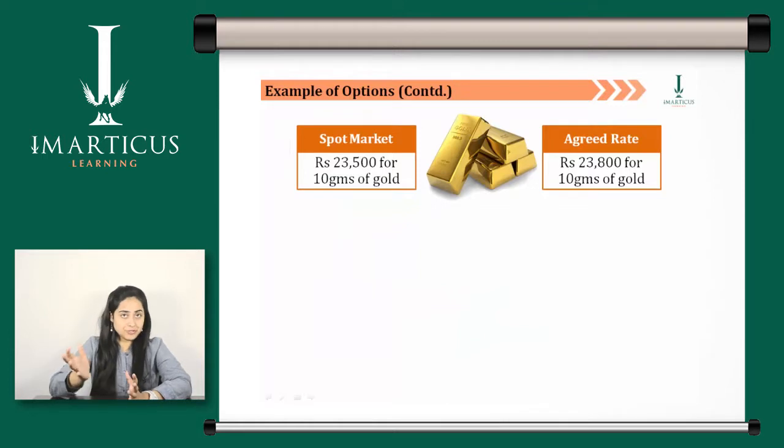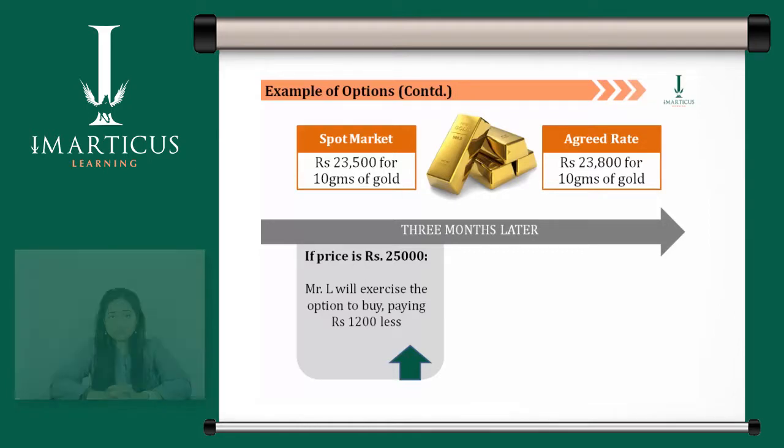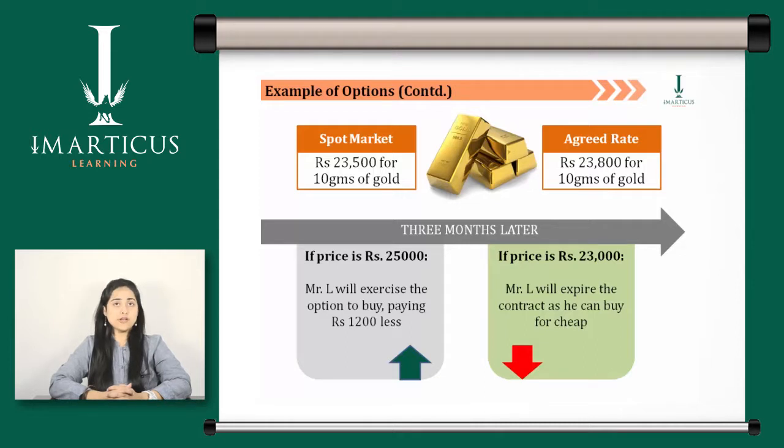Fast forward 3 months later. If the price is rupees 25,000, he will exercise the contract and he can now buy gold at 23,800, hence paying rupees 1200 less. In case the price of gold is rupees 23,000, he will let the contract expire as he will not want to buy gold at the agreed upon price of rupees 23,800. Rather, he would buy it at the current market price of rupees 23,000. He has paid an option premium of rupees 500, which he loses once he lets the option expire.